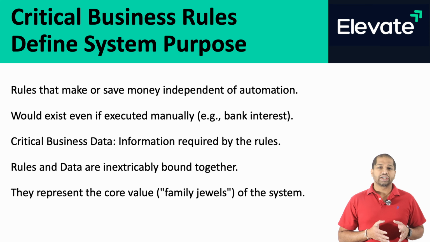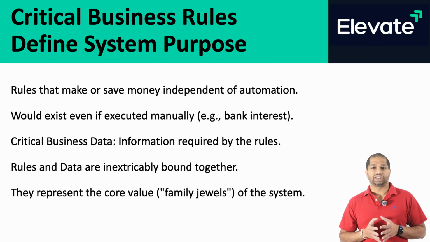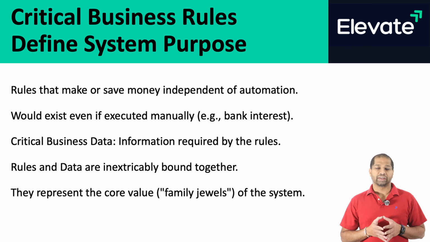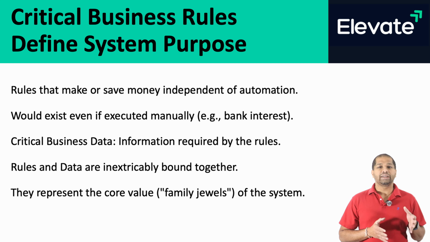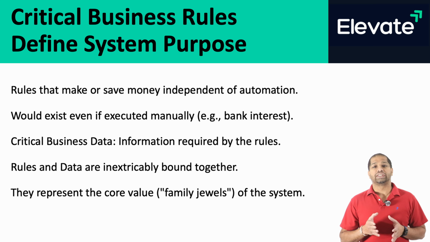Next, we focus on critical business rules. These are the rules that make or save the business money, and they would exist even if the system were executed manually. Think of a bank's interest calculation. These rules, along with the critical business data they operate on, are the family jewels of the system and must be protected above all else.